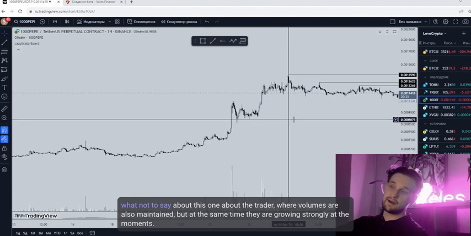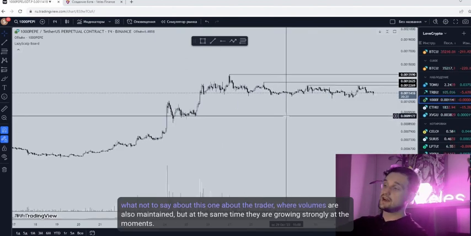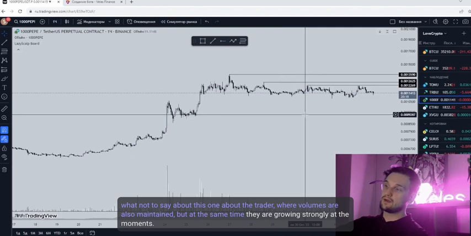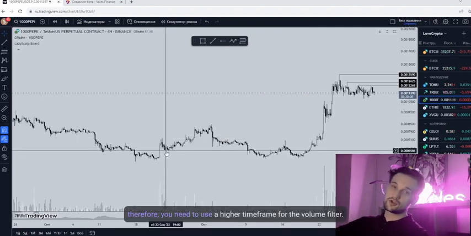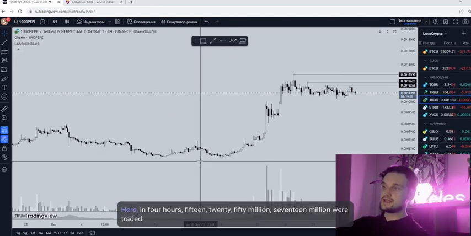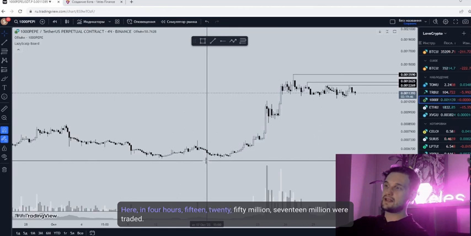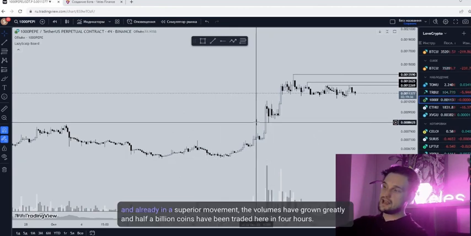What not to say about this one about the trader, where volumes are also maintained, but at the same time, they are growing strongly at the moments. Therefore, you need to use a higher time frame for the volume filter. Let's compare. Here, in 4 hours, 15, 20, 50 million, 17 million were traded, and already in a superior movement.